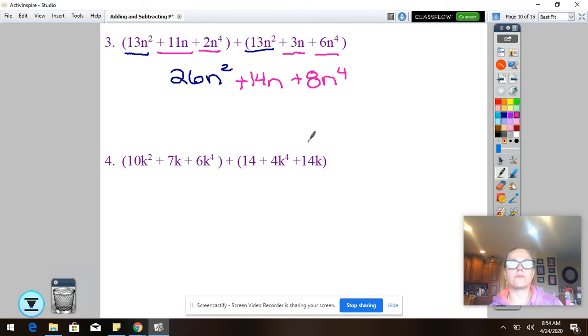Now, the biggest thing you have to look at, this is not normal form. So we do have to switch it to normal form. And again, largest exponent to smallest. So that means we would have 8n to the 4th plus 26n squared plus 14n. And again, our degree would be 4. We would have a leading coefficient of 8, and we would have 3 terms. All right. So adding is really easy. All you're doing is just combining like terms.